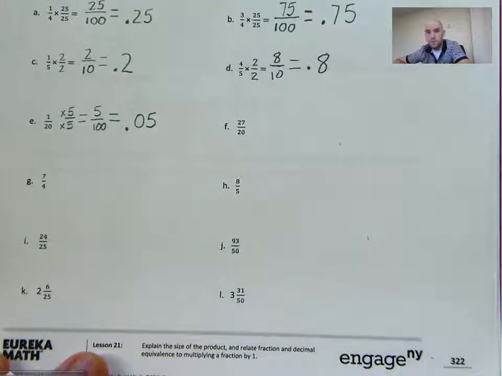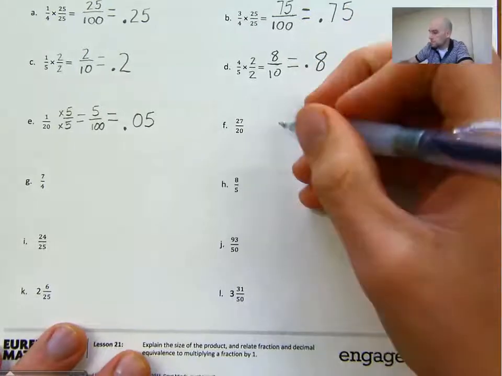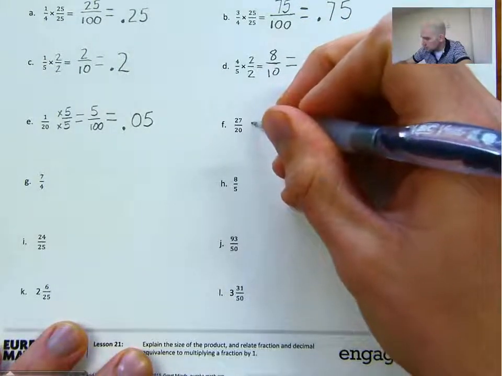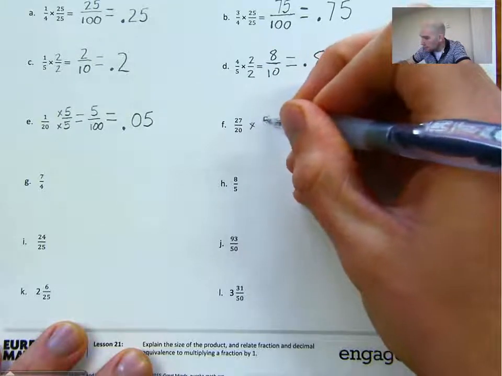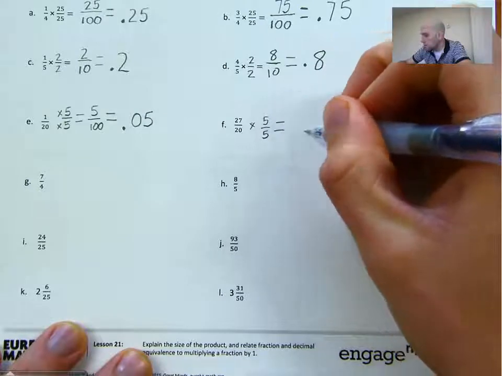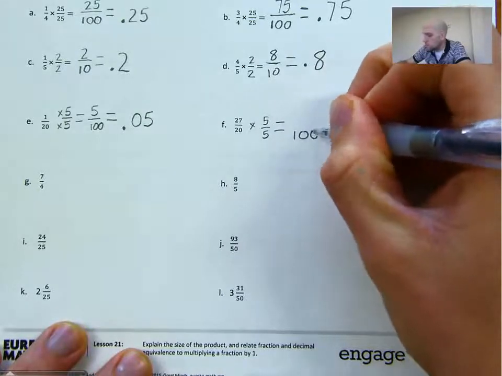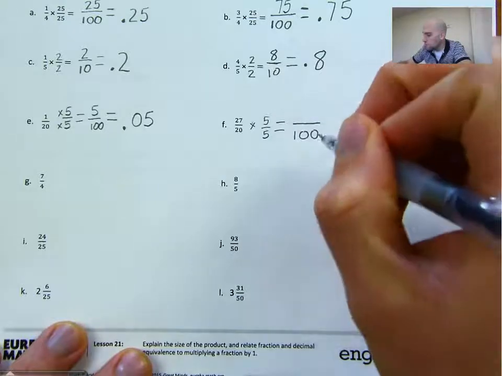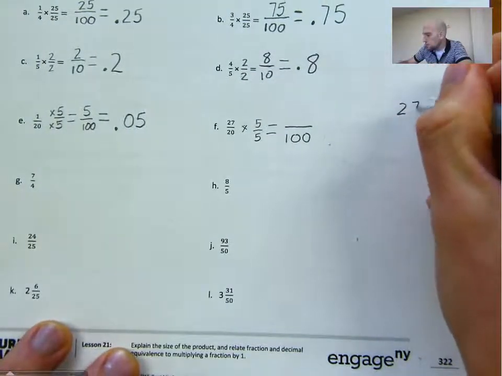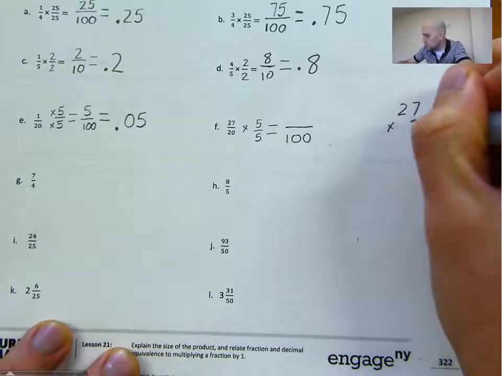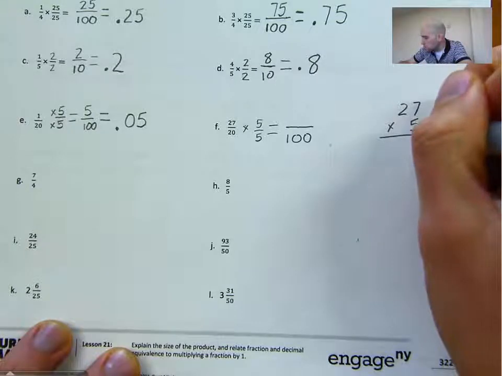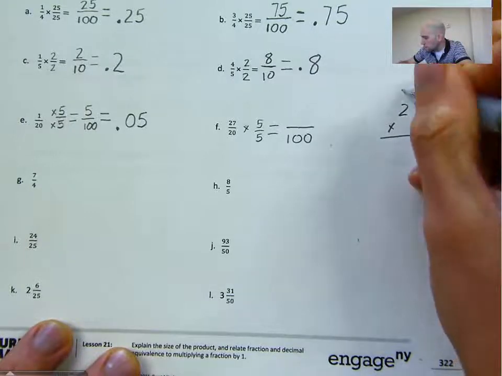Letter F is 27/20ths times 5/5. Again, since our denominator is 20, I want to multiply by 5 to get to 100. I have to multiply my numerator by 5 as well. If I want to do 27 times 5, I'm going to get 35.